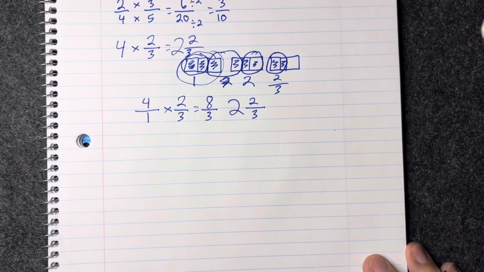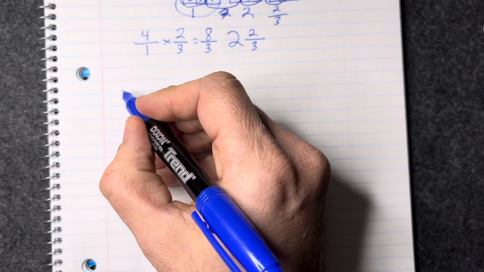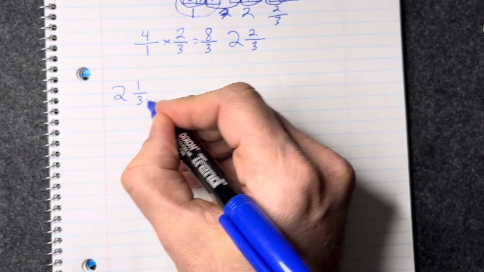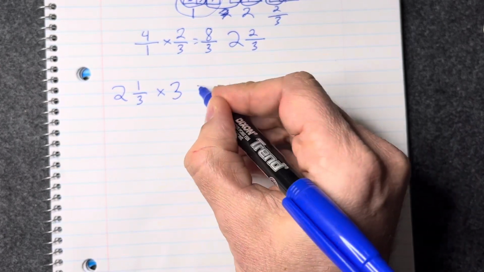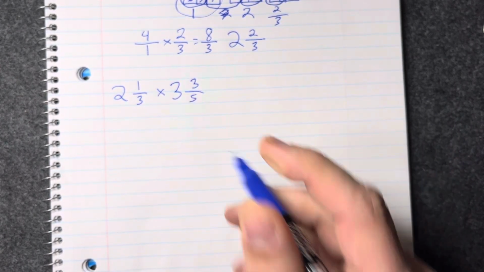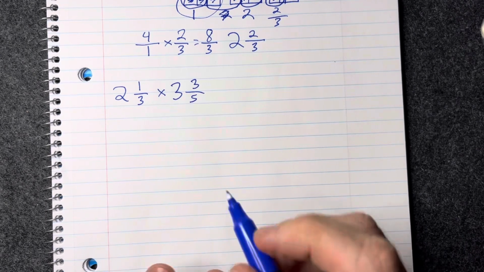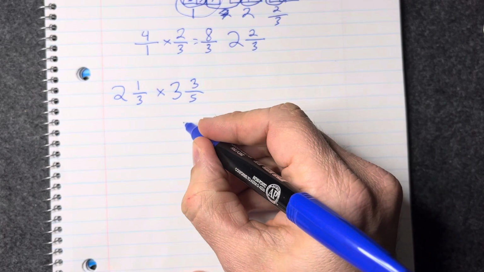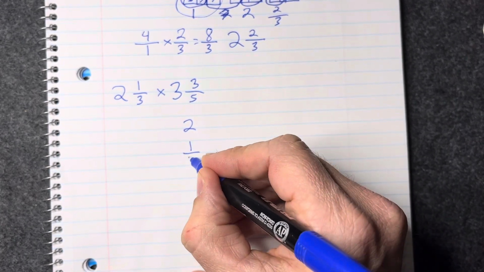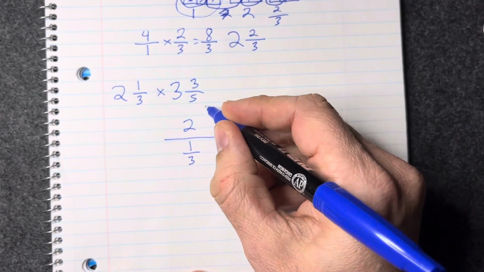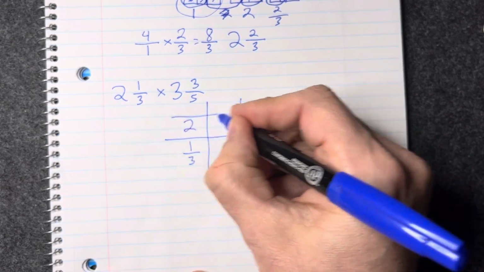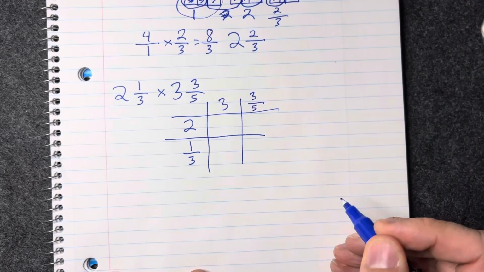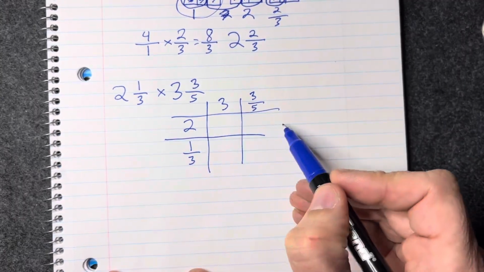Okay? And finally, we'll look at a mixed fraction times a mixed fraction. Let's say we have 2 1/3 times 3 3/5. So I'll show you two ways to do this. The one way is to use the box method. So you have 2 1/3 times 3 3/5. So you multiply each row.